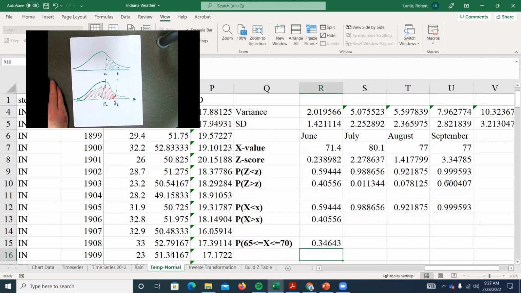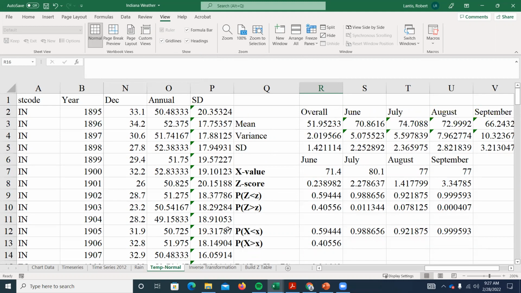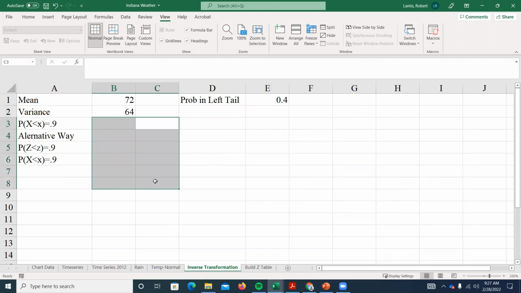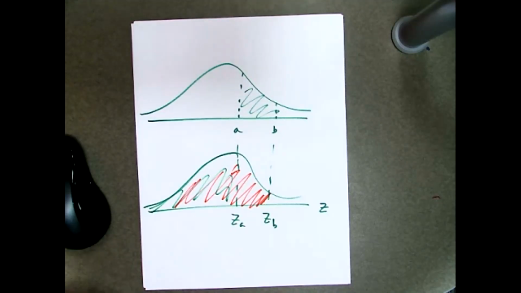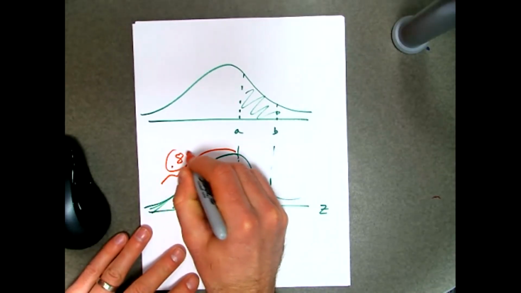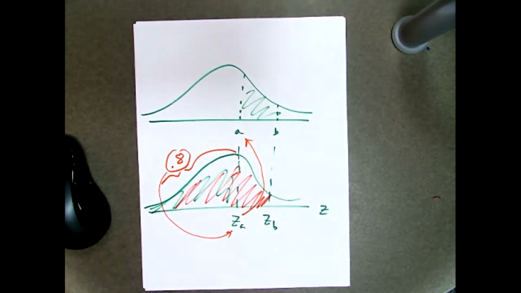I want to show you the next thing. We'll stay in Excel. One thing we did also was the inverse transformation. So I'm going to get rid of these guys right here. There are a couple of different ways we can do the inverse transformation. Remember, the inverse transformation was when we start out knowing the area we want, look this up in the middle part of the table, find the corresponding z-score, and then back out what that cutoff value was for our original variable x.